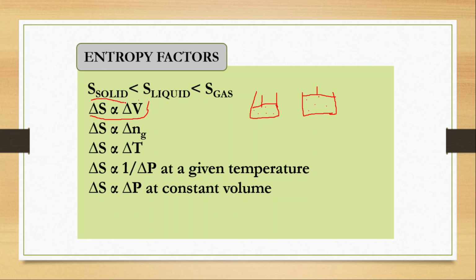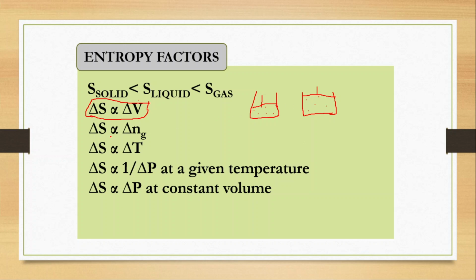So mark it down. All these are from NCERT only. All these formulas are given in terms of explanation, but we have written them in the form of one formula because it is important for problems especially. So delta S is directly proportional to change in volume. As the volume changes, the change in entropy is increasing. So they are directly related.